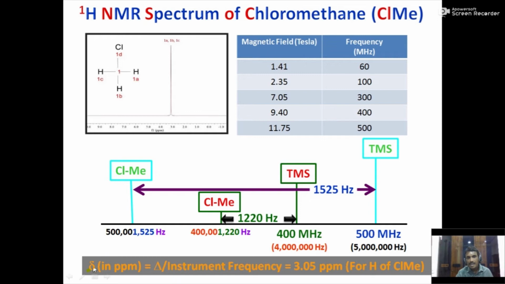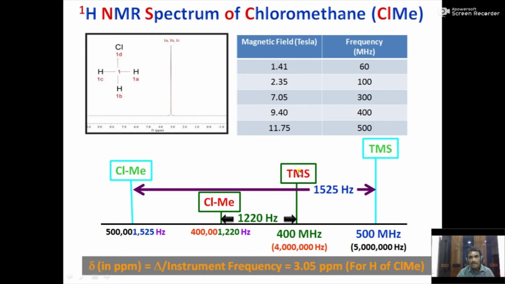The delta value, that is the chemical shift value in ppm, is equal to the difference of the sample from the TMS value divided by the instrumental frequency. If you divide 1220 by 400 megahertz, you will get 3.05 ppm. If you divide 1525 by 500 megahertz, you again get 3.05 ppm.